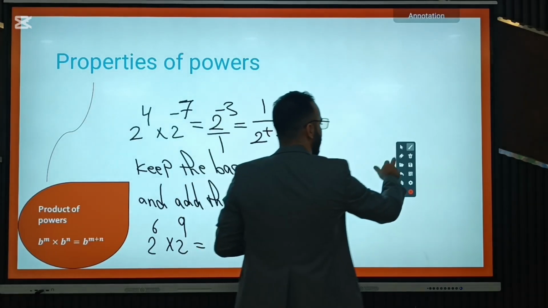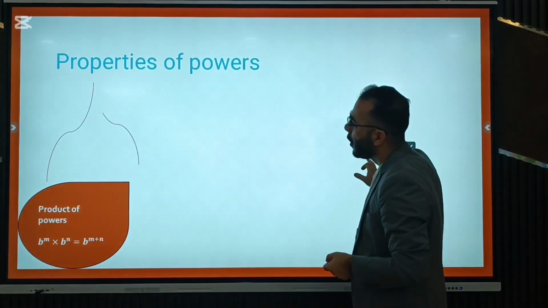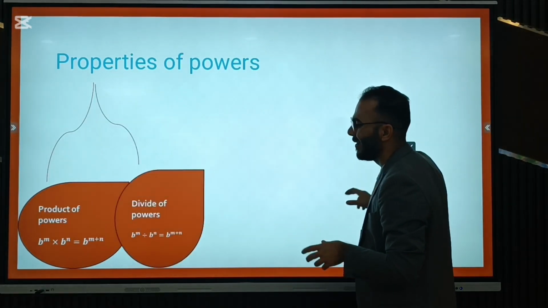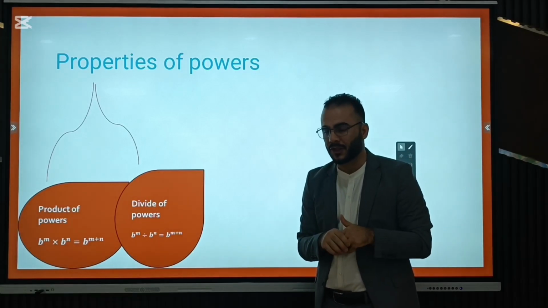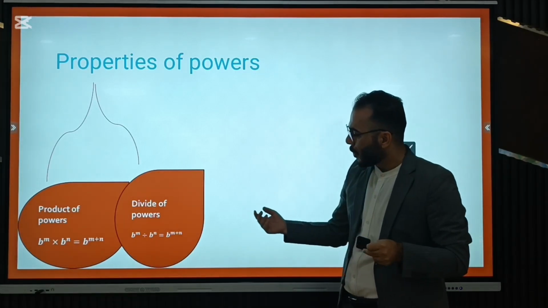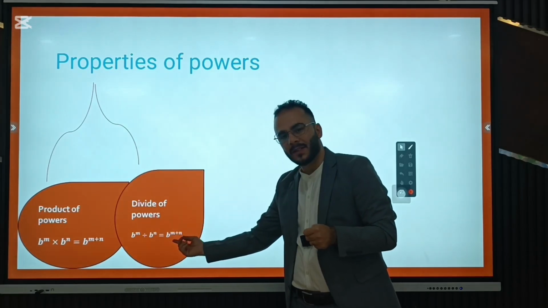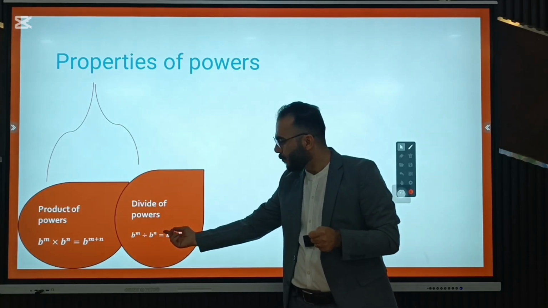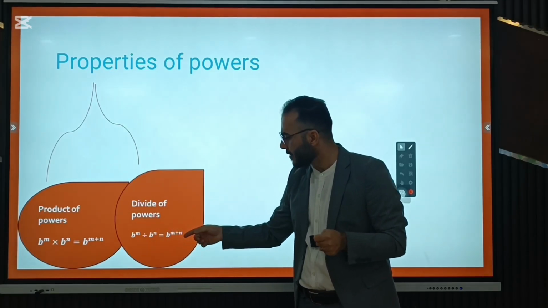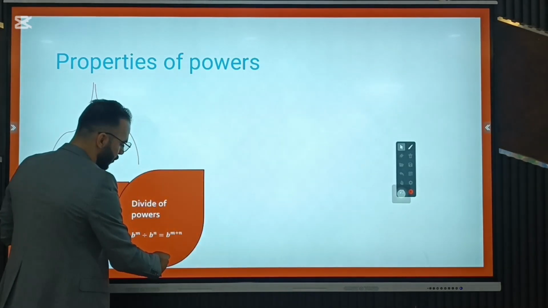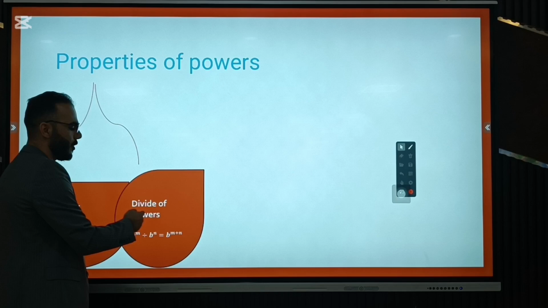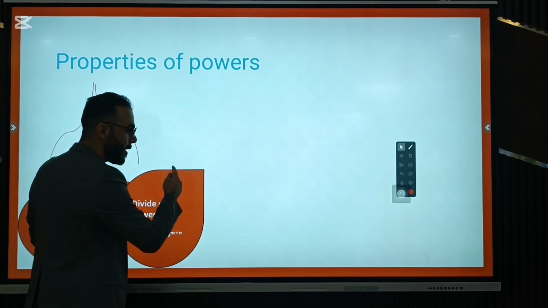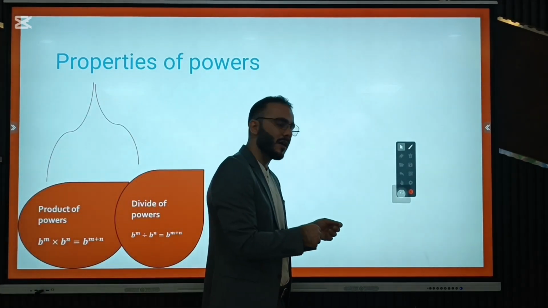How about the divide of powers? In divide, we will keep the base again. Never change the base, gentlemen and ladies. Keep it. But in divide, we are going to subtract the exponents. There is a typical mistake here. b to the power of m divided by b to the power of n is equal to b to the power of m minus n. We will subtract the exponent.